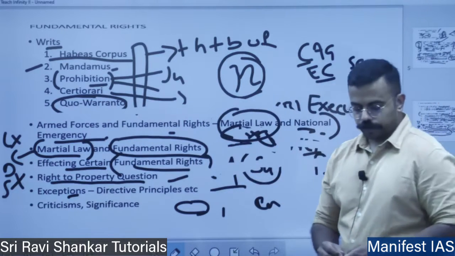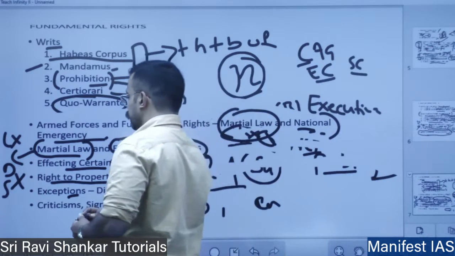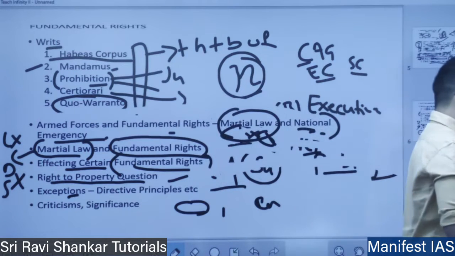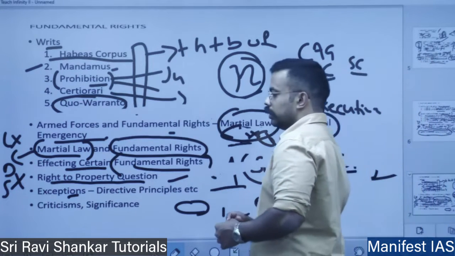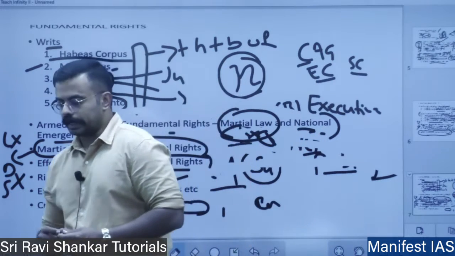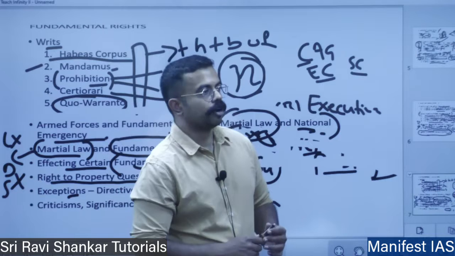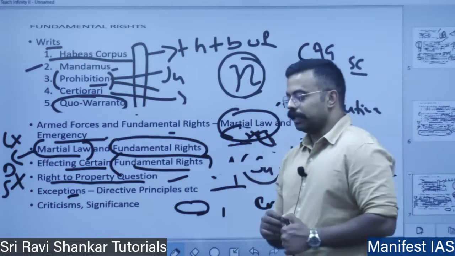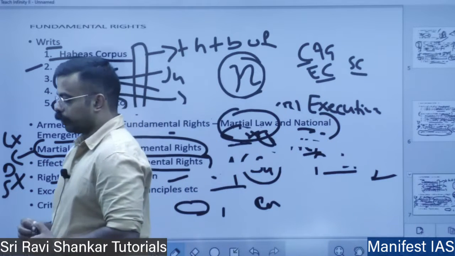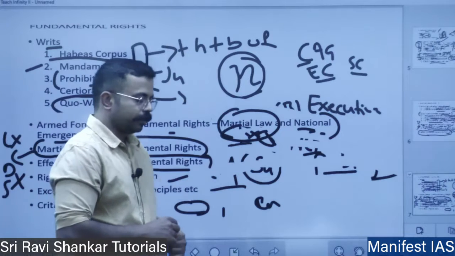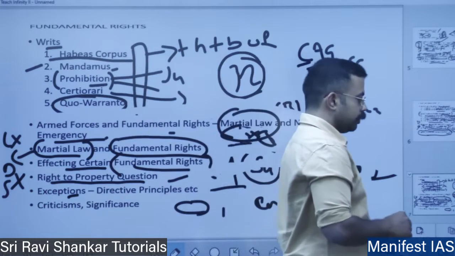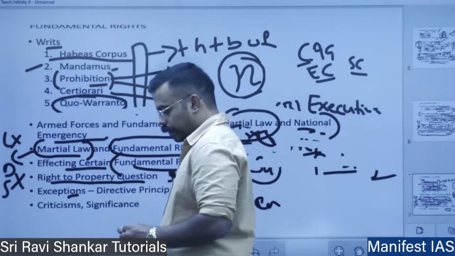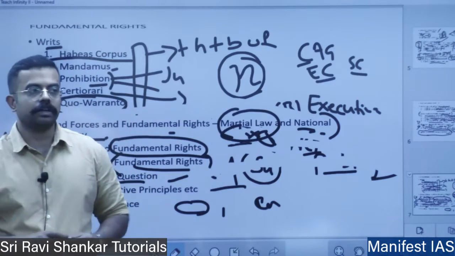Next comes the issue of saving of certain rights. If certain fundamental rights are violated by certain statutory acts, that is, fundamental rights are violated by laws formed by the parliament or state government, that has been saved by which provision? That is, it has been saved from being declared unconstitutional by the ninth schedule of the constitution.